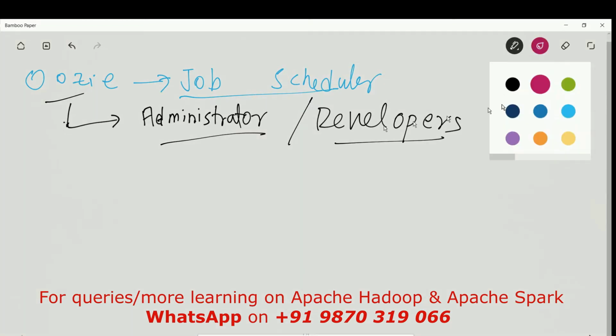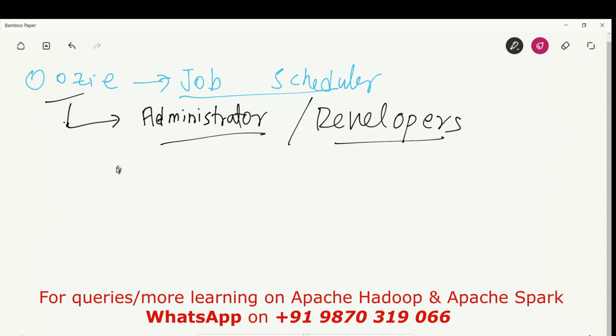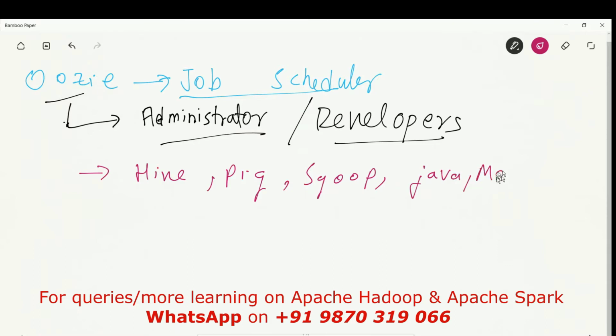Okay. So as we saw, Oozie is used to schedule jobs, to run a job at a given schedule. It supports scheduling of Hive, Pig, Sqoop, Java programs, MapReduce programs in Java, Python, and so on, shell scripts, and even the latest versions support Spark programs. We will be studying Spark in the next module, the third module.